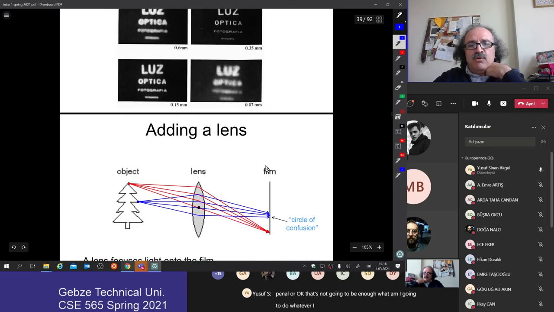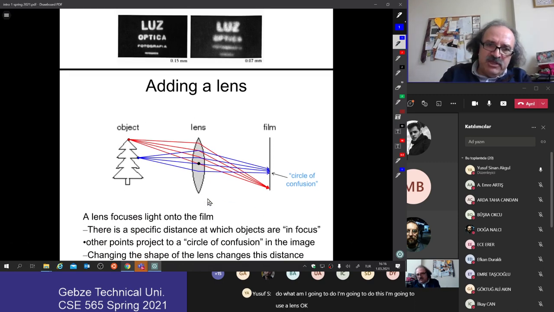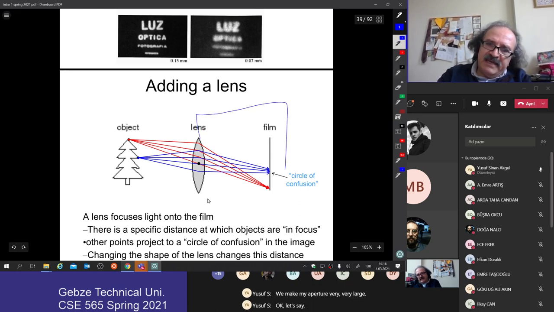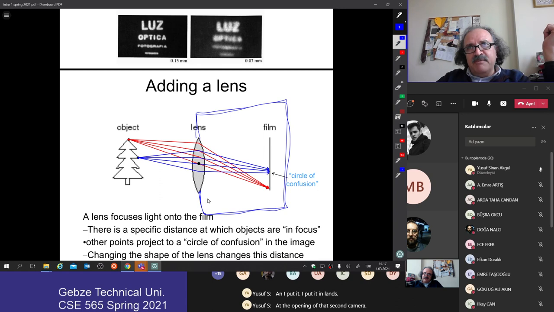What am I going to do? I am going to use a lens, okay? This is the lens solution. We make my aperture very, very large. Okay, let's say this is my box again. Okay, this is my box. And I made my aperture very large. And I put a thin lens at the opening of that pinhole camera. What are the properties of thin lenses?